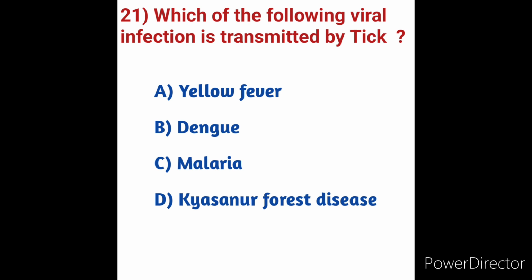Ticks, T-I-C-K. A tick bite can infect humans and animals with bacteria, viruses and protozoa, organisms made up of one cell that can cause diseases. Some of these conditions can be very serious and may include Lyme disease, tularemia and Yersiniosis. But here, which of the following viral infections is transmitted by tick? Option D, Kyasanur forest disease, is the correct answer.